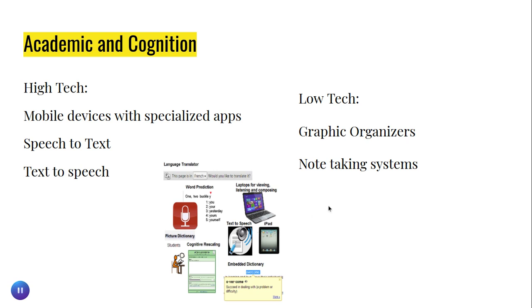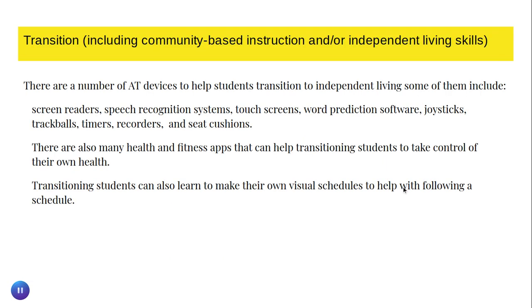Some low-tech ways are using graphic organizers. For writing paragraphs or trying to organize ideas, we can teach students how to use something like a web page to organize their ideas, or we can teach them note-taking systems so that they don't have to be so overwhelmed by the amount of information that might be on a page or the amount of information that the teacher is asking them to write. All of those things might be very helpful, and those are low-tech assistive technology.